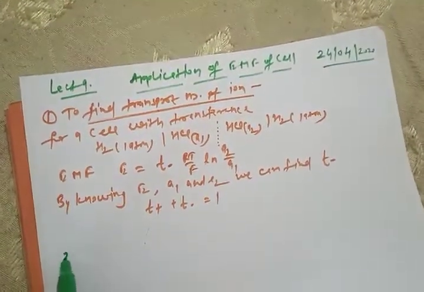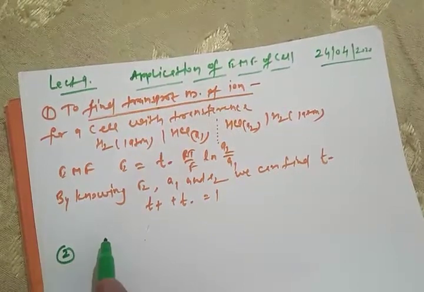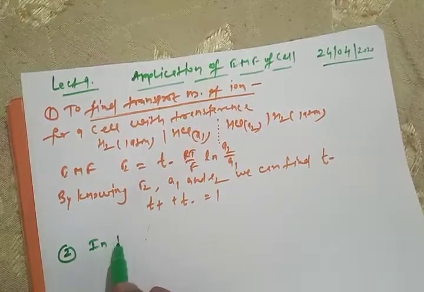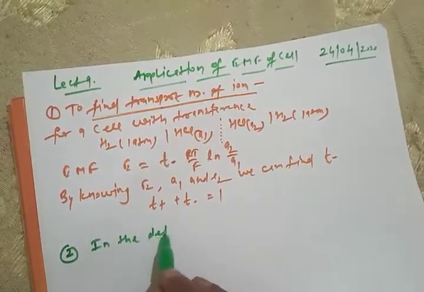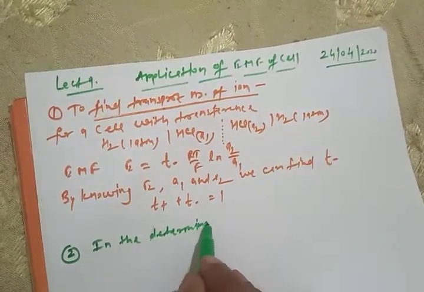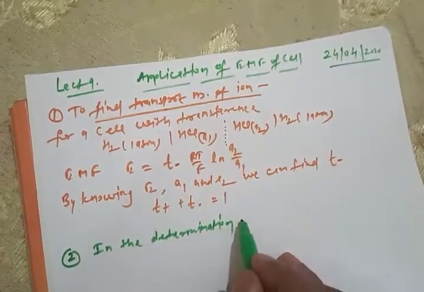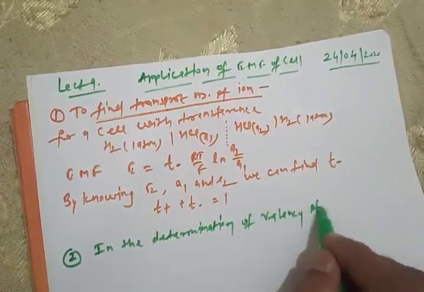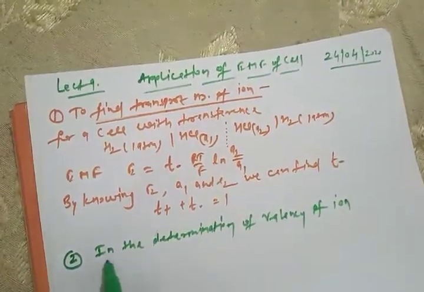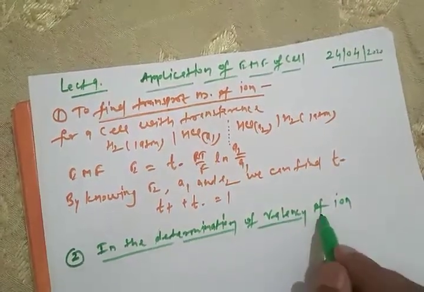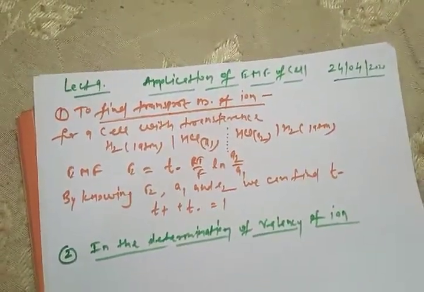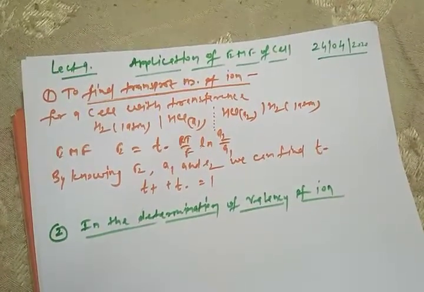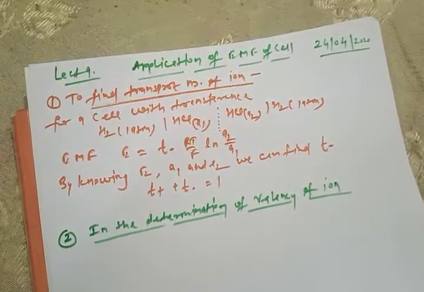Now the second one. The second application is in the determination of valency of ion. So this is another important application, in the determination of valency of ion. Okay, so how will the valency of ion be calculated? Again we'll take the example of EMF.